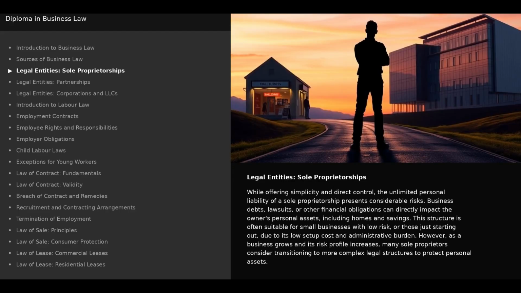While offering simplicity and direct control, the unlimited personal liability of a sole proprietorship presents considerable risks. Business debts, lawsuits, or other financial obligations can directly impact the owner's personal assets, including homes and savings. This structure is often suitable for small businesses with low risk or those just starting out, due to its low setup cost and administrative burden. However, as a business grows and its risk profile increases, many sole proprietors consider transitioning to more complex legal structures to protect personal assets.